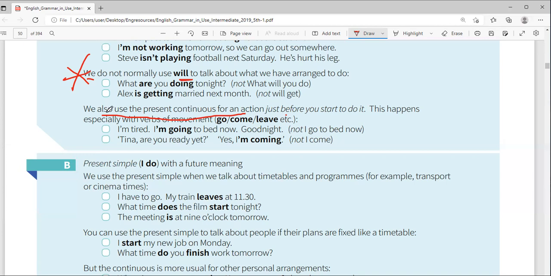So you can also use present continuous for an action just before you start to do it. Okay? Hello, Abdurrahman, come here. Abdurrahman says, yes, I'm coming. But you see, he's still watching the movie. Maybe he still watches for 5 minutes and then he'll come. When he says I'm coming, it doesn't have to be right away. It means that in his mind, he has planned to do that. So this happens especially with verbs of movement. Let's go. Okay, we're going.